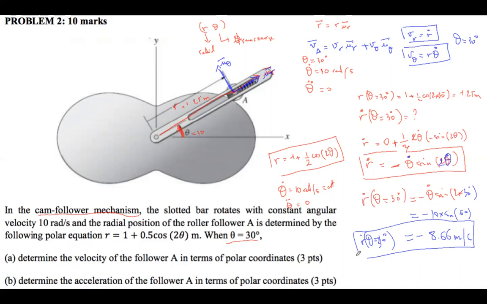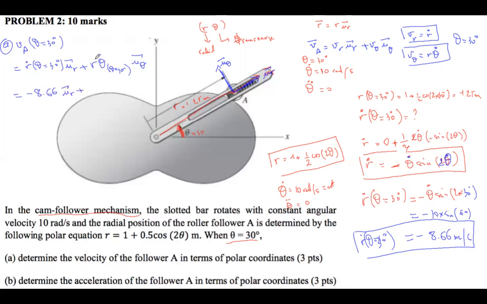Okay. Now, based on that, I can calculate the velocity. So I'm answering question A, the velocity at A when theta is equal to 30 degrees. Of course, this is equal to R dot when theta is equal to 30 degrees multiplied by UR, plus R theta dot, when theta is equal to 30 degrees, times U theta. So this will give me R dot is minus 8.66 UR.